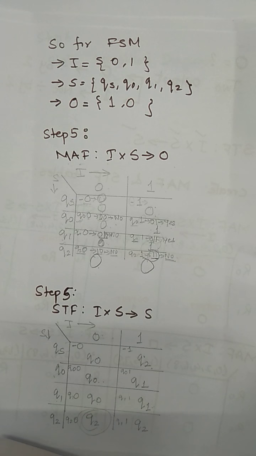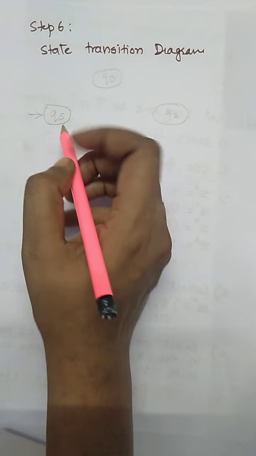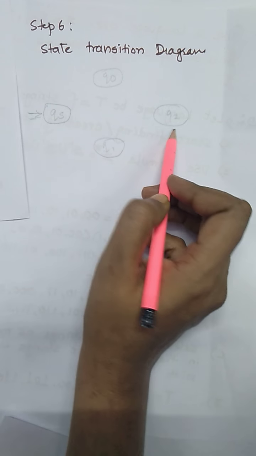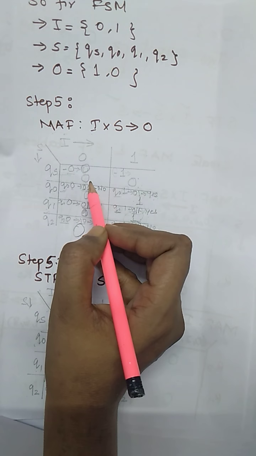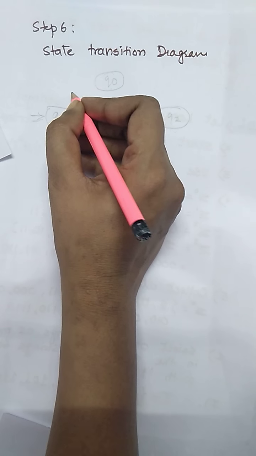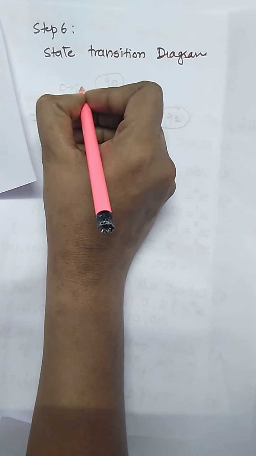Now the next thing, after filling this table, is that we have to draw the state transition diagram. How are we going to draw it? We have marked QS as the initial state, then Q0, Q1, Q2. From the tables MAF and STF, we have to fill the state transition diagram. QS on 0: the output here is 0. We do not write the output on the state. Again I am repeating: input 0 produces output 0.